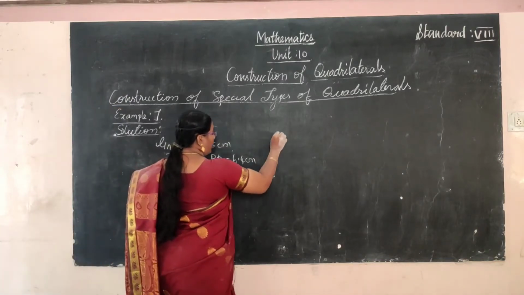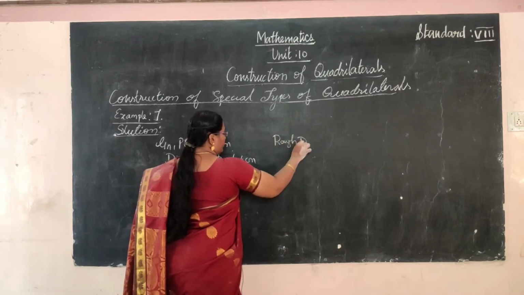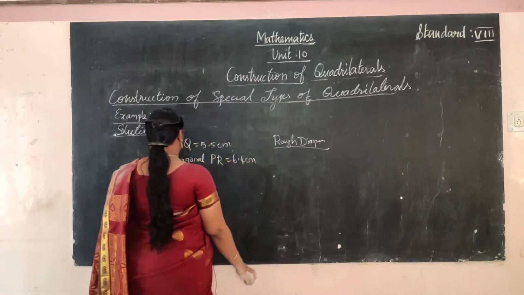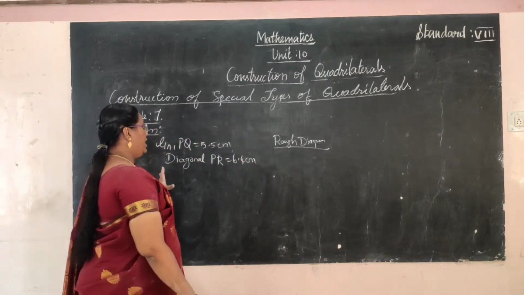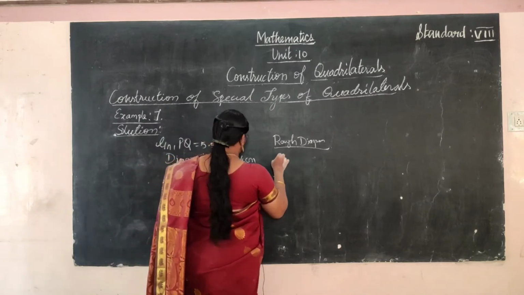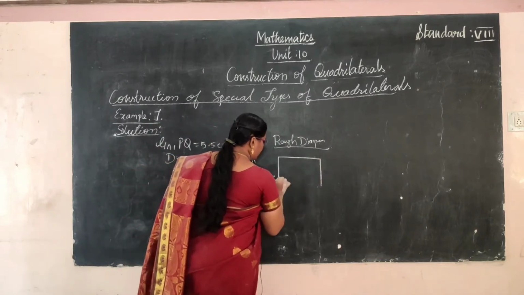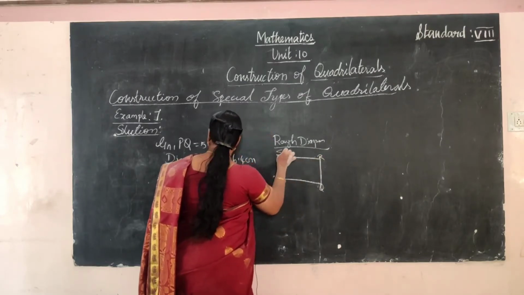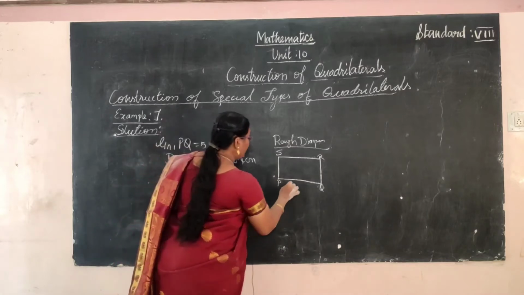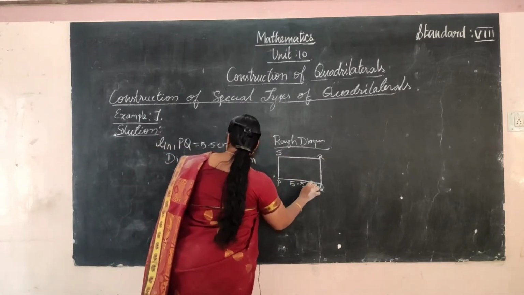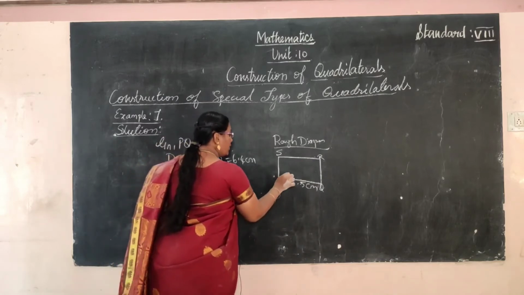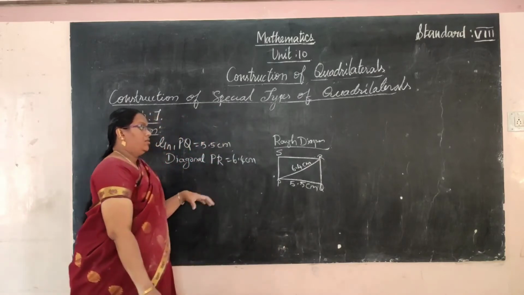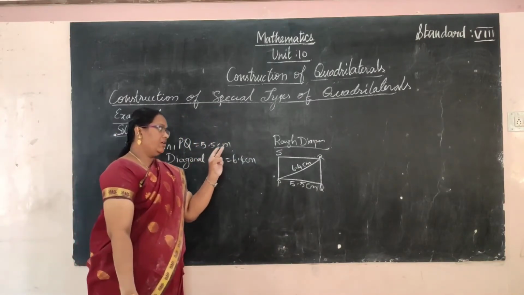First draw the rough diagram. PQRS is a rectangle, so draw the rectangle PQRS. Which measurements are given? PQ is 5.5 centimeter and diagonal PR is 6.4 centimeter. We know the two values, but we also know the property.